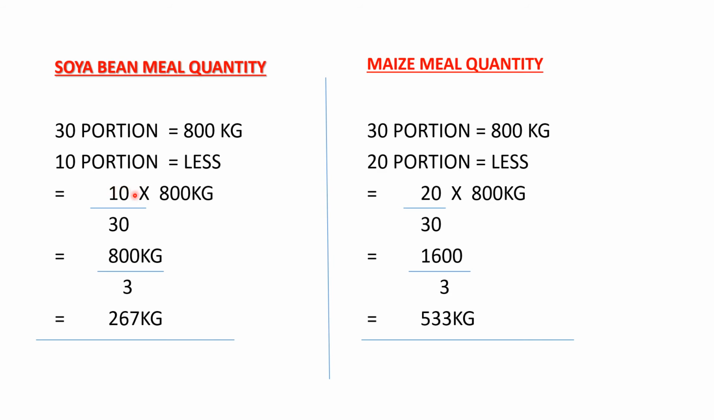Therefore we'll come up with 10 divided by 30 times 800 kgs. The zeros will cancel, and we'll remain with 800 kgs on top over 3, which gives us 267 kgs. The same applies with maize meal.